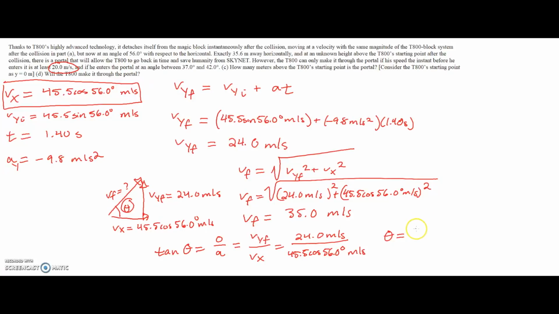Oh no, his final angle when he hits the portal is going to be 43.3 degrees, and that's not within our range. It has to be between 37 degrees and 42 degrees. So by 1.3 degrees, the T800 is unable to get through the portal. So unfortunately, he can't save humanity from Skynet. And this is going to be the answer for part D. Unfortunately, the answer is no.